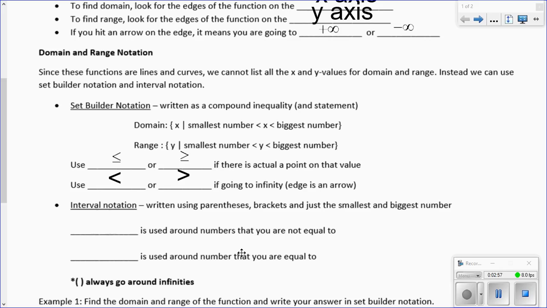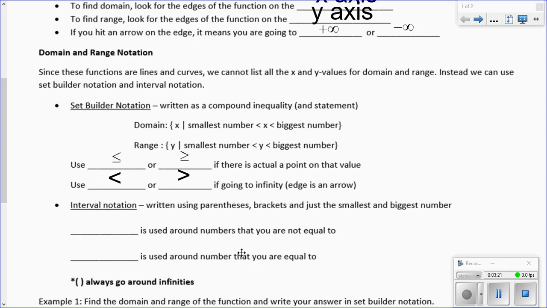The other way is interval notation. Interval notation is actually the honors topic for this unit. What it does is very similar, where you use the smallest and biggest number, but instead of using inequality symbols, they have separate symbols, parentheses and brackets, to tell you if it's including that number, if it's equal to that number, or if it's excluding it, not equal to that number.